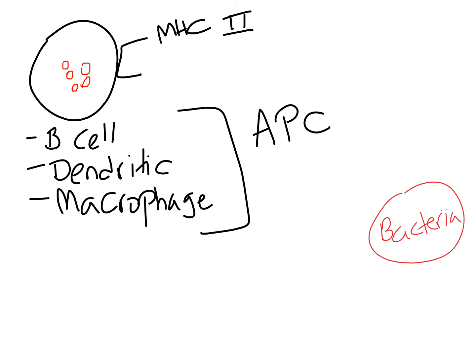And then it takes a piece of that bacteria, a piece of that antigen, and what is it going to do? It's going to stick it on its surface, specifically on its MHC number 2. And that's why we call it an antigen presenting cell, because what it's doing right now is presenting a piece of that antigen on its surface. Now, who is it going to be presenting it to? It's going to be presenting it to T cells.